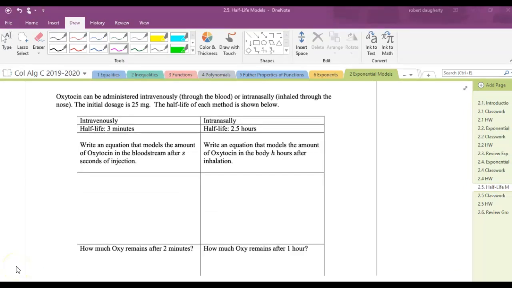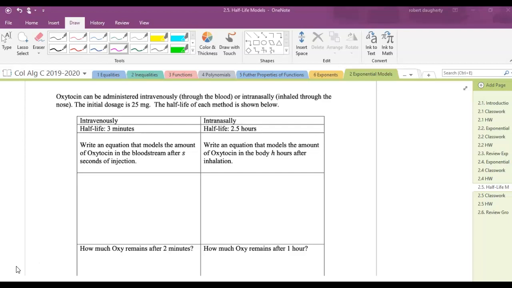Okay, let's look at the next one. Oxytocin can be administered intravenously through the blood or intranasally inhaled through the nose. The initial dosage is 25 milligrams. The half-life of each method is shown below. Okay, write an equation that models the amount of oxytocin in the bloodstream after S seconds of injection.